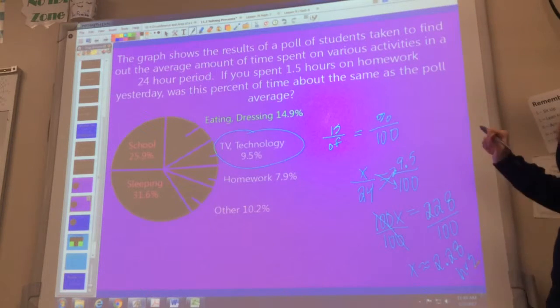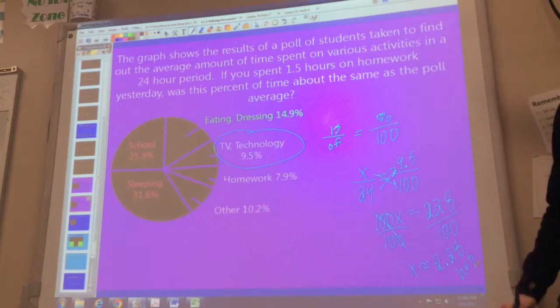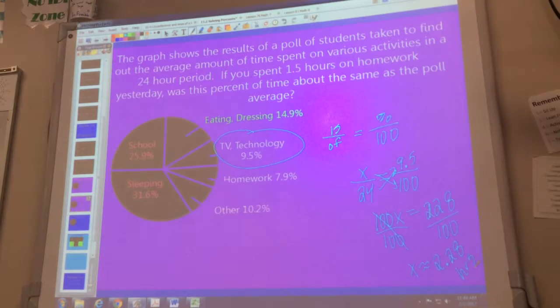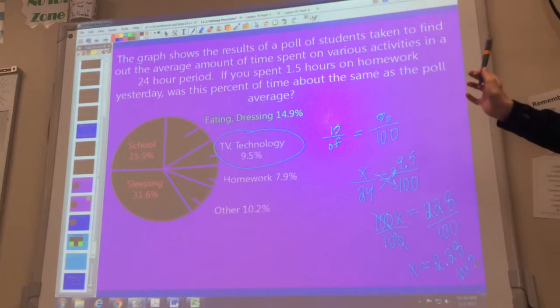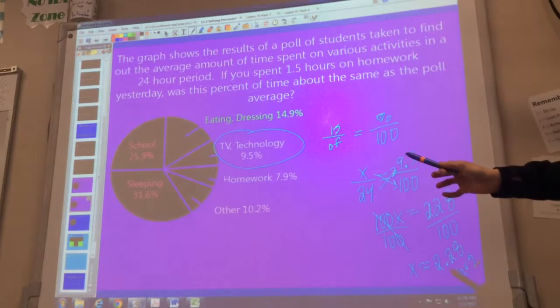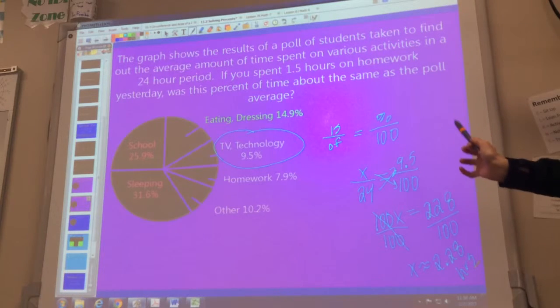Now, this is what I'd like you to answer. If you spent 1.5 hours on homework yesterday, I want you to be able to tell me, is that about the same as the average up there? There are like 5 different ways you can solve this problem. I want you to tell me, is that about the same as that average up there, more or less?